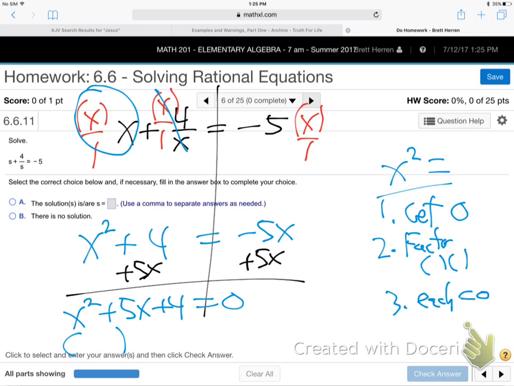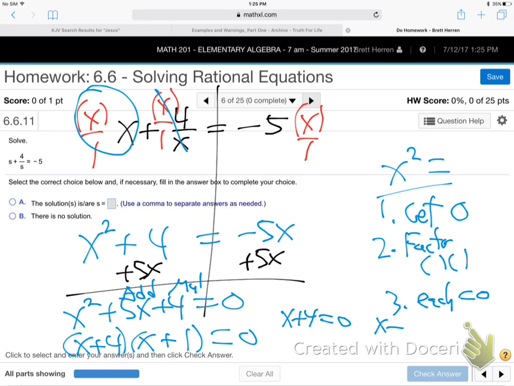Factor, the two parentheses. Remember that whole thing? What times what is 4 and adds to be 5? Wow, 4 and 1, 1 and 4, either order, doesn't matter. Both plus. 1 times 4 is 4, they add to be 5. And then each one gets their own 0, and it's just going to be opposite sign. You want to just jump to -1, -4 now. That is going to be the answer.